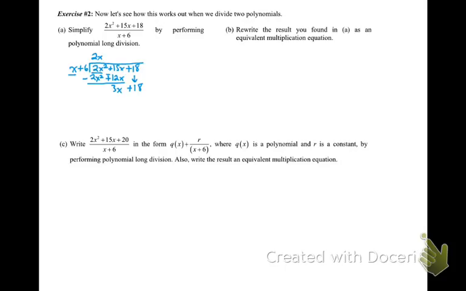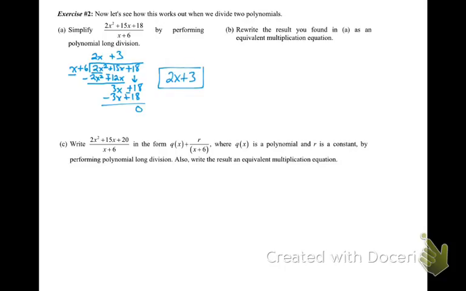You're going to repeat that process until you are done. So you ask yourself, what multiplies with x to give me 3x? Well, 3 does. So I'm going to multiply that 3 with both the x and the 6 to give me 3x plus 18. And notice when I subtract them this time, I end up getting 0. No remainder. So using polynomial long division, my result was 2x plus 3.